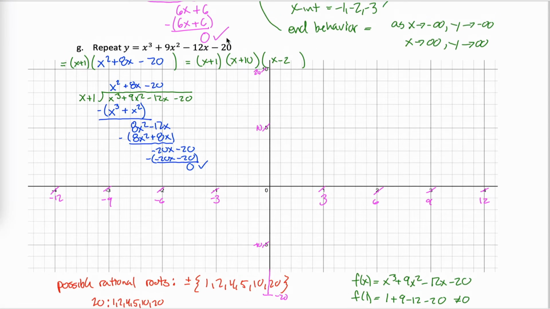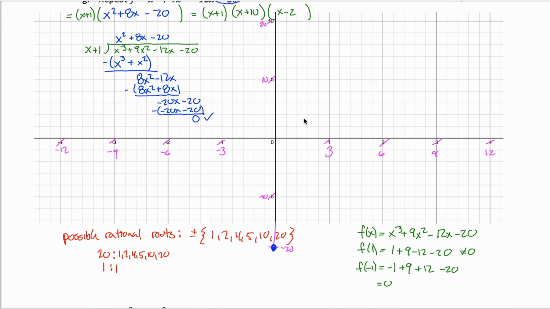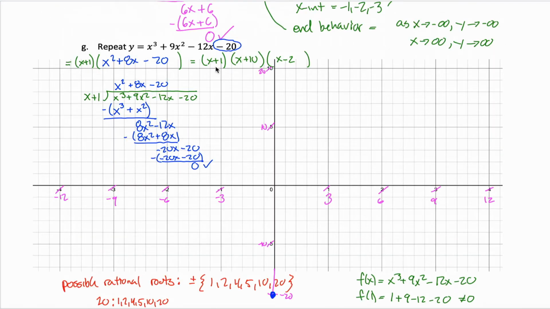Let's see, I know that its y-intercept is negative 20 based on this negative 20 right here. So I'll put a dot down here. I know that its x-intercepts are at negative 1, negative 10, and positive 2. I can just look at the factored form and get all that information. So negative 10 is somewhere over here, negative 1 would be somewhere over here, and positive 2 would be somewhere over here.